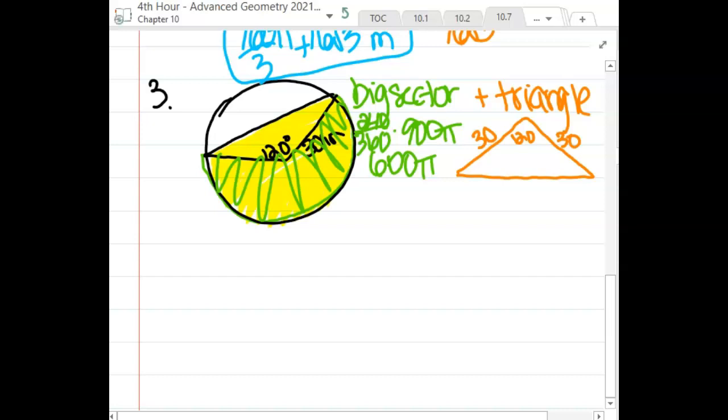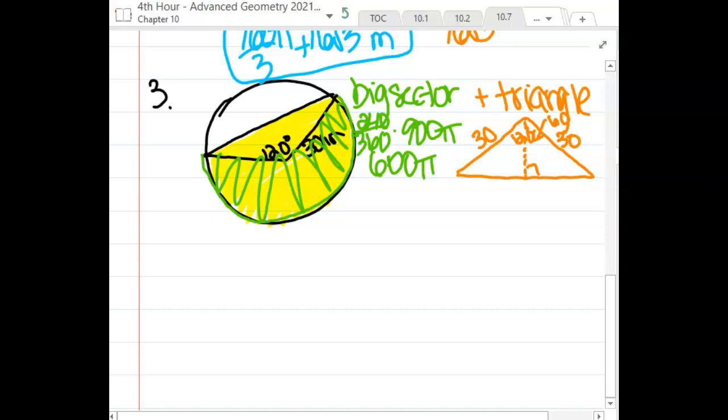Now to find the area of a triangle, we need the base, which I don't have, and the height, which I also don't have, but they're pretty easy to find once you find the other. So the height would be this distance here. So I'm taking that 120-degree angle, cutting it in half. So it's a 60-degree angle.